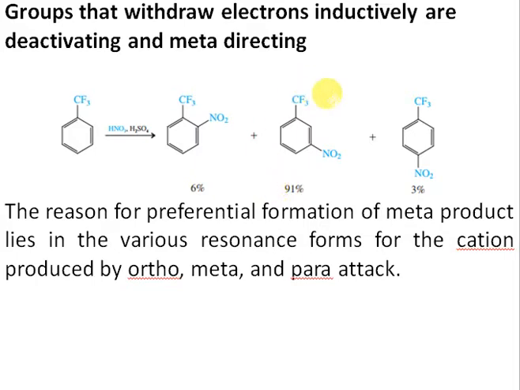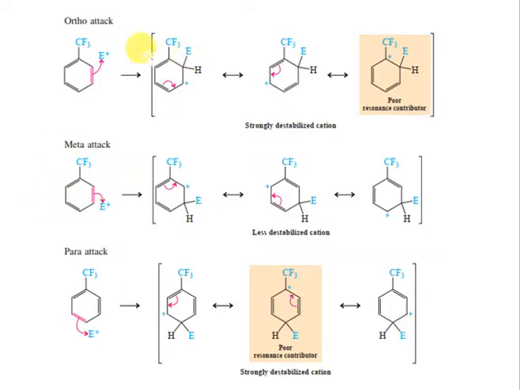So why is this meta product formed in 91% yield while the others are formed in trace amounts? You can see this by looking at the relative stability of the canonical forms. So here we have ortho attack, right? When the electrophile approaches at the ortho position, you can see different carbocations here, and the important thing is that this carbocation is next to the trifluoromethyl group, right? This trifluoromethyl group is highly electron withdrawing, so it is not able to stabilize this positive charge, right? Here we have deficiency, and this group is creating much more deficiency. So this group is decreasing the stability of this carbocation. So this is the most unstable carbocation, right?